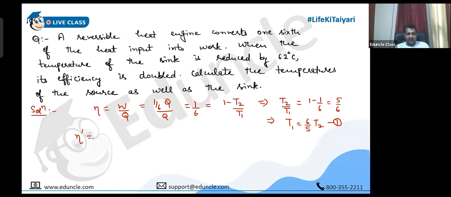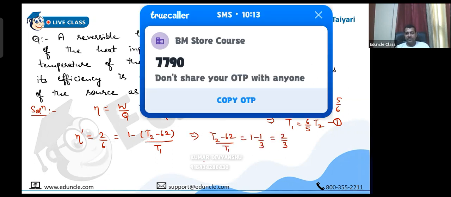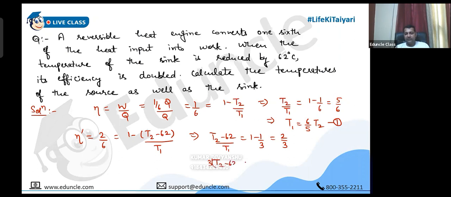Now new efficiency, it is doubled. Doubled means it becomes 2/6. And when the temperature is reduced by 62, the difference is always the same. Whether you call it 62 degrees centigrade or 62 Kelvin, it doesn't matter because this is the reduction in temperature. Clear? So 2/6 is 1/3. So 1/3 equals 1 minus (T2 minus 62) by T1, so it will be 2 into 6 by 5 T2. Now please solve it and get me the values.